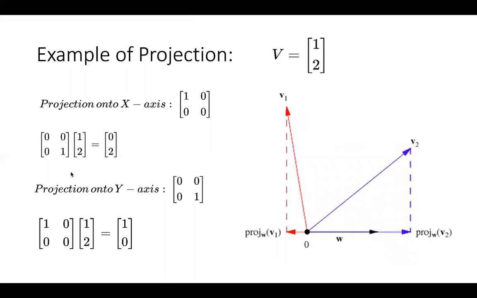And same thing for the y-axis, except the projection onto the y-axis formula is different, with the 1 at the bottom right. So then we just do the same strategy, multiply by the original vector, and then we get the projection.